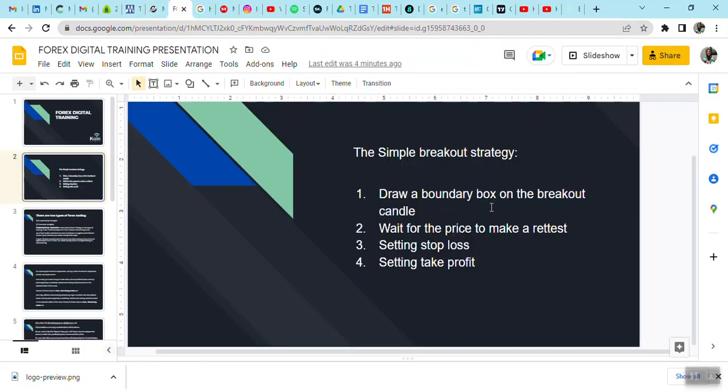So in this video I'm going to be talking about the simple breakout strategy. In this simple breakout strategy we're going to be looking at just 4 rules in order for you to confirm a breakout strategy. One, you draw a boundary box on the breakout candle. Two, you wait for the price to make a retest. And also I'm going to be talking about how you can set your stop loss and your take profit. Okay, so let's go to our chart and see how all of this plays out.